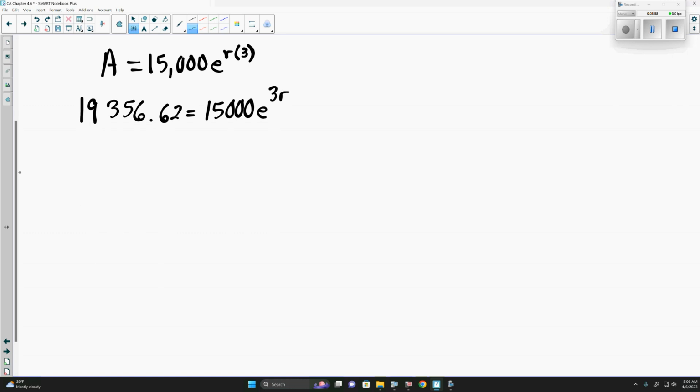Now I did rewrite R times 3 as 3R because that's more natural as we would actually write it. We wouldn't keep writing R parentheses 3 close parentheses. It is still the same as 3R. Now at this point, we just need to get the R by itself. The first thing to do is get E, our exponent here, by itself. To do that, we're going to divide both sides by 15,000. Now 15,000 divided by 15,000 is 1, leaving us with E to the 3R.